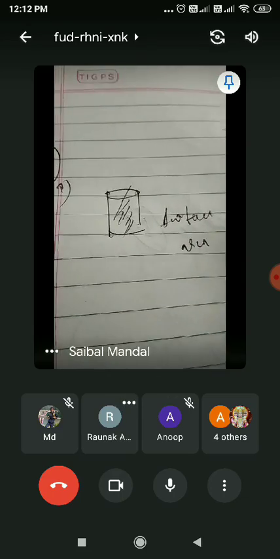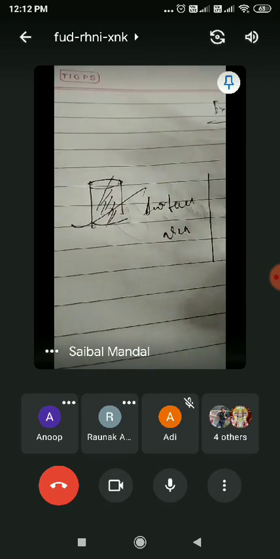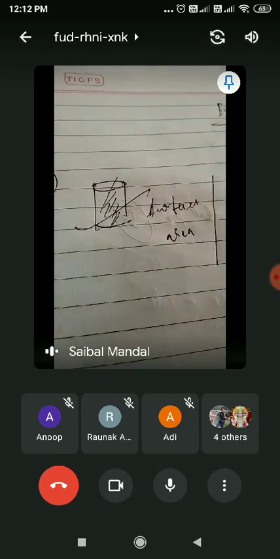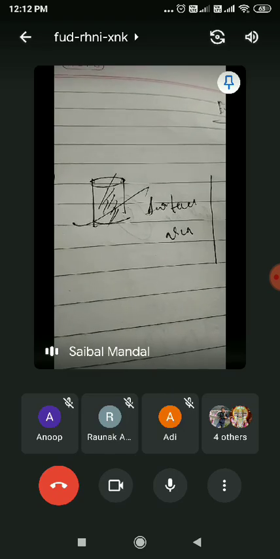Sir, volume. Yes, this is about volume. Whenever we talk about holding something, carrying or storing something, it's all about volume.